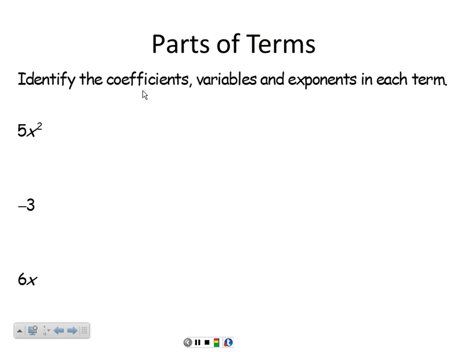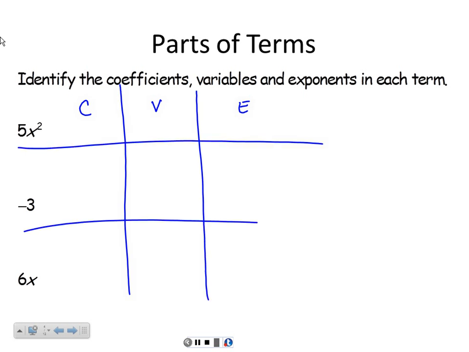Okay, parts of terms. What I'm going to ask you to do is identify the coefficients, the variables, and the exponents. You have heard me use these terms multiple times, so this should not be a problem for you. Each one of these are monomials, and so for the term, I want you to tell me what is the coefficient, variable, and exponent. I'm just going to make a little table: coefficient, variable, exponent. And so the coefficient for the first one is going to be 5, the variable is going to be x, and the exponent for the variable is 2.